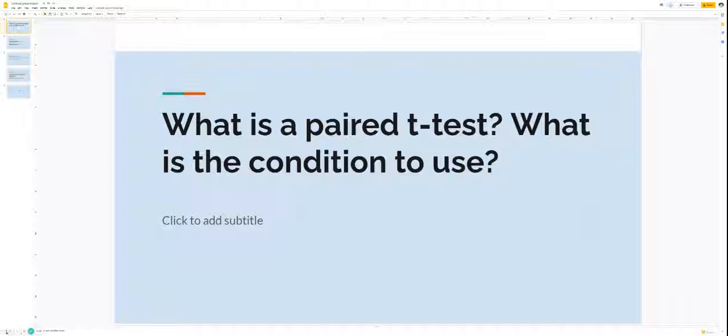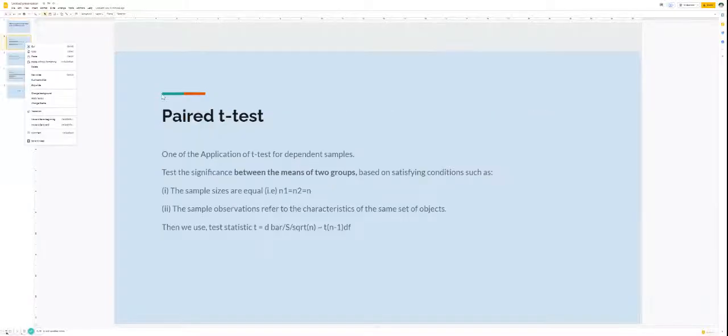So in this video we will be discussing what a paired t-test is and what the conditions are that are required to use this paired t-test. Firstly, I'll walk through what a paired t-test is. It is one of the applications of the student t-test. It is a small sample test, where small sample means the sample size is less than 30.